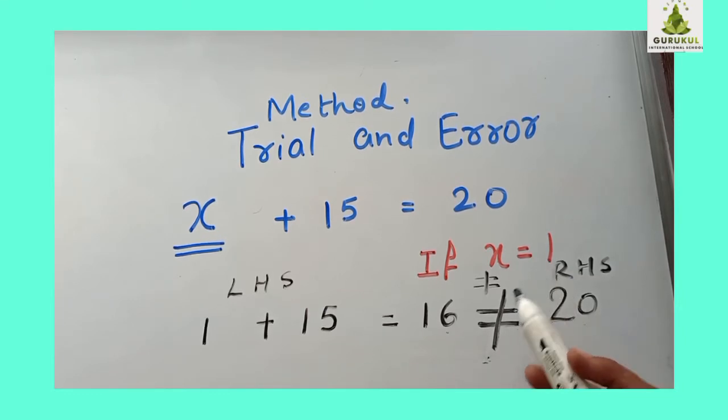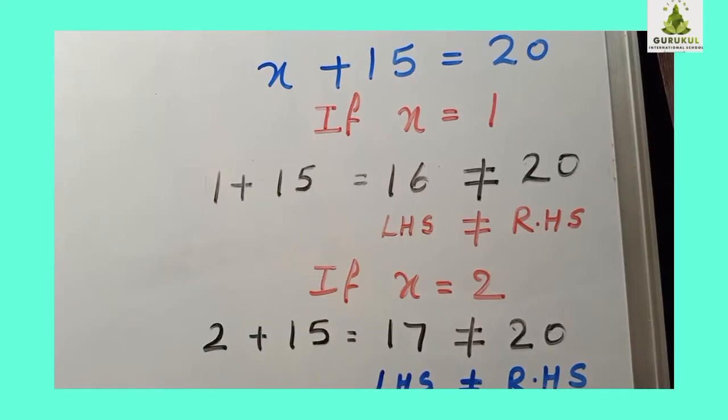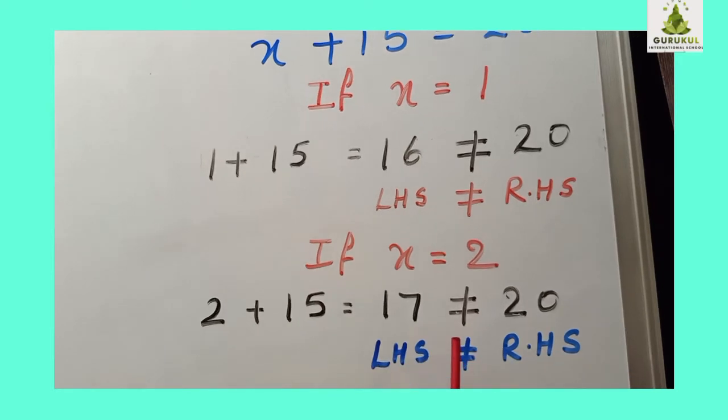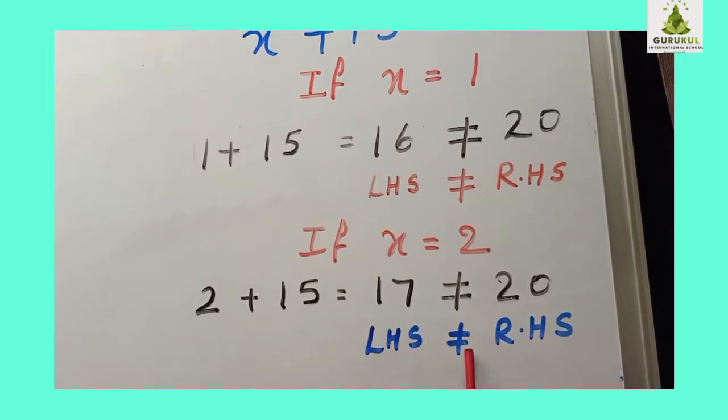Now I will take the next number. After x equals 1, I will take x equals 2. Let us see what happens. Now in the trial and error method, I took x equals 2. In the place of x, I am writing 2. 2 plus 15. What am I getting in the LHS? I am getting 17. Is it equal to the RHS, the right hand side? No, it is not equal. So I put this sign. So what I saw: LHS is also not equal to RHS, which means the beam balance is not balanced.